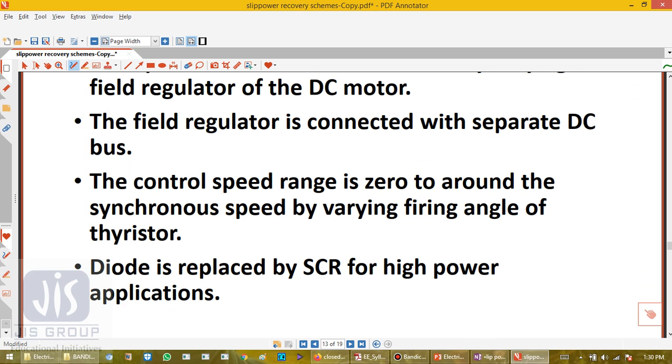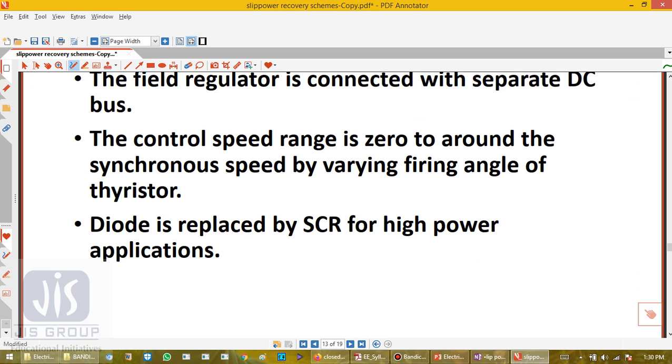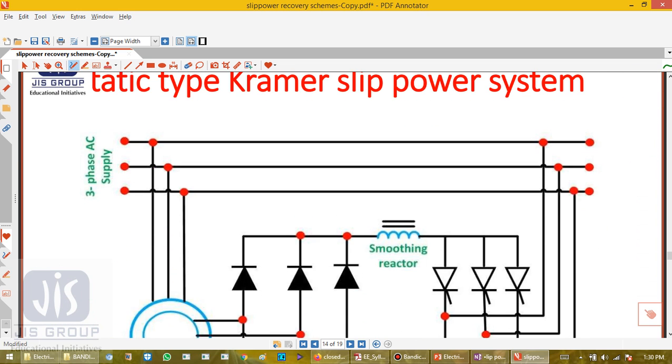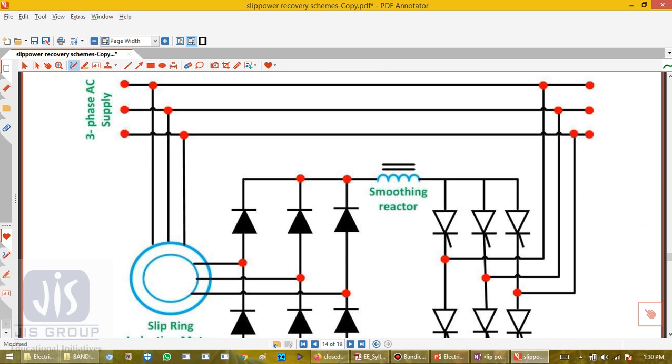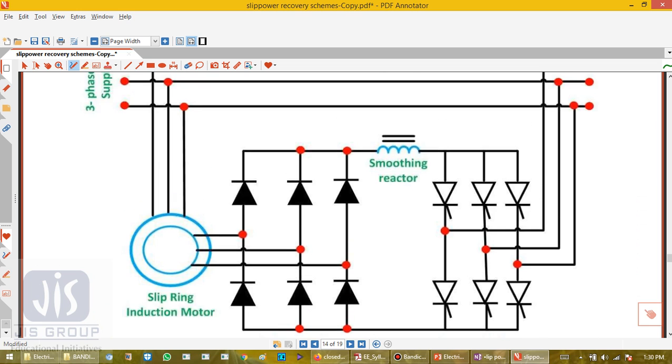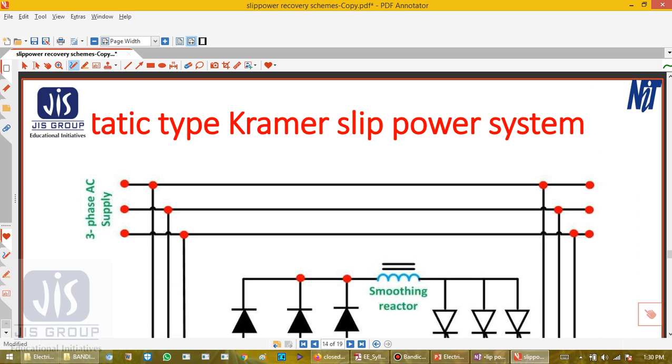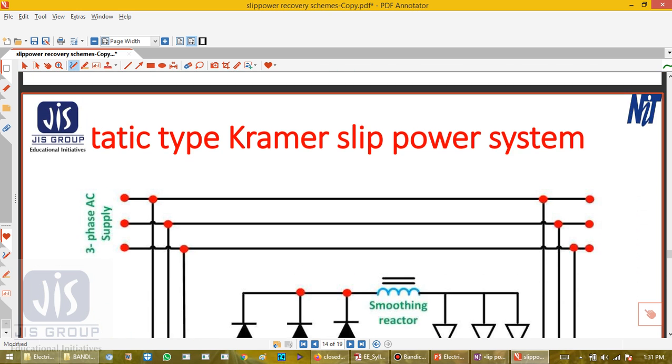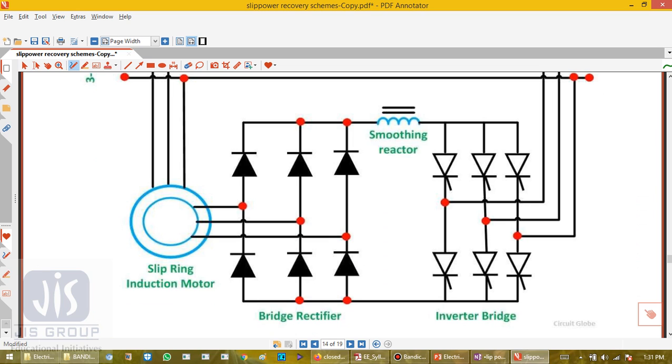Okay, so now if diode is replaced by SCR for high power application, which we have seen by controlled rectifier, this is the static Kramer's slip power drive. This is the static Kramer's slip power recovery scheme. So here a bridge rectifier is used, and this inverter is used, which feeds the AC to DC, and this smoothing reactor nullifies the ripple, and this bridge will control the speed of the slip ring motor.